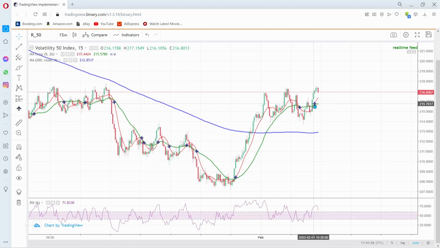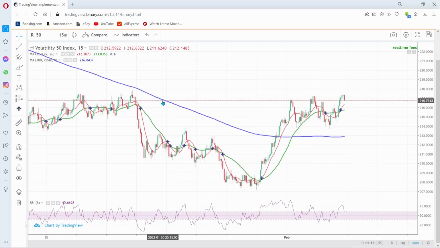So guys, we are here on TradingView. I'm really sure everyone knows how to go on TradingView in order to analyze the markets, the volatility, the synthetic indices. If you don't know, just let me know in the comment section below so that I can make a short video showing you how you can see the synthetic indices, Volatility 50, Volatility Step Index on TradingView.